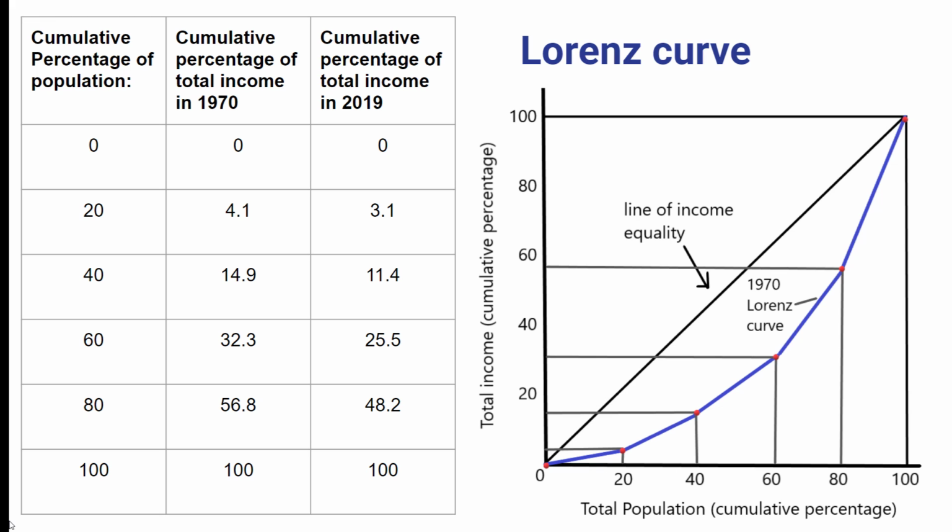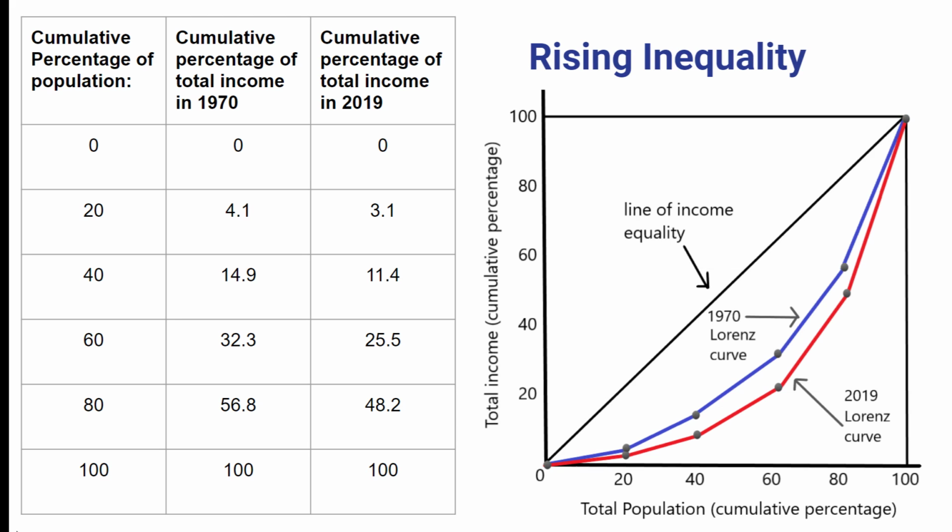Now, let's do the same thing for 2019. I've added the 2019 Lorenz curve to this diagram. And what you can see is we're further from the line of income equality, and we end up with a significantly more unequal distribution of income. And that's the way in which Lorenz curves are typically used, to observe how income inequality changes over time within the economy or across the economies.